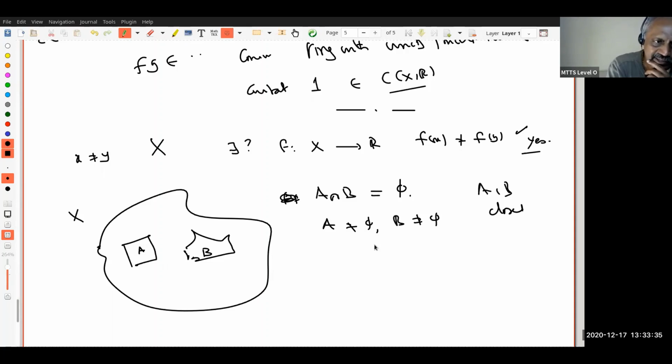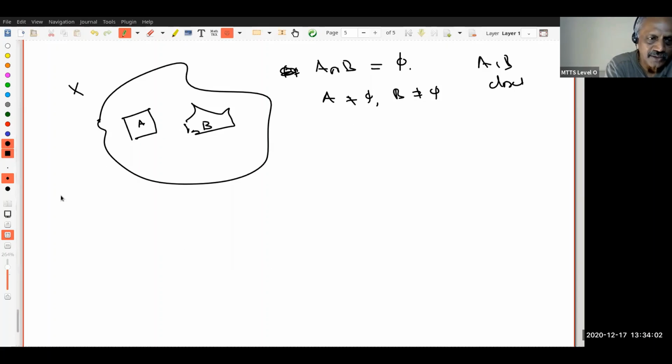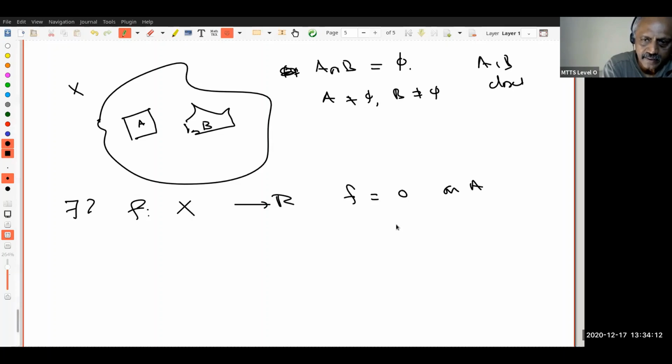You understand that? For example, if A equals the singleton x, we know that any finite subset of a metric space is closed. Therefore, it will be closed. Similarly, if I take the singleton y to be B, then B is also a closed set. Their intersection is empty because x is not equal to y. Then what did we find? We found a function f which takes distinct values at x and y. So I can ask a similar question. I want to know whether there exists a real valued continuous function from X to R so that f equals 0 on A and equals 1 on B.